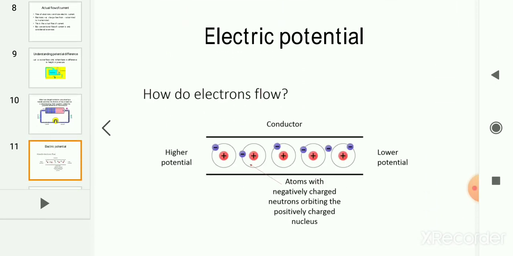First let us learn about electric potential. How do electrons flow? See here, higher potential and lower potential. This is the flow of electrons through a conductor: one end is at higher potential, the other end is at lower potential. Atoms have negatively charged electrons orbiting the positively charged nucleus, that means they are moving around it. You can see that the center of the atom is occupied by a nucleus, as clearly shown in this picture.